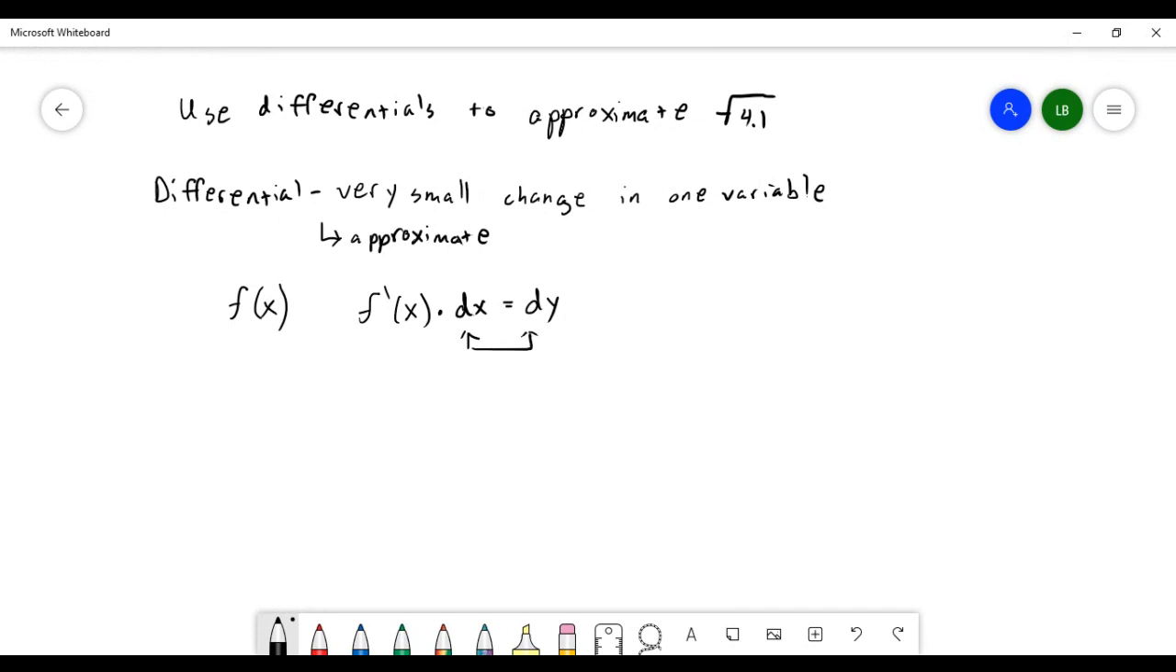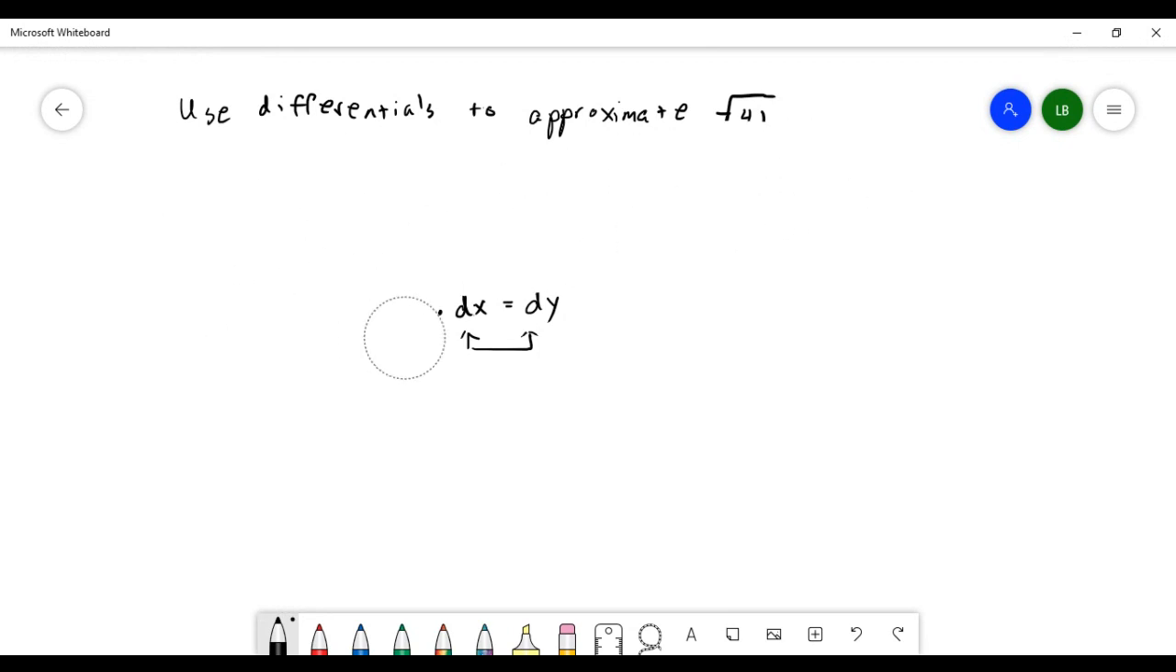In terms of problems, I think we'll actually just go through an example problem because it makes things considerably easier to understand. And we've actually got one right here. So we'll go ahead and work through this problem here. Use differentials to approximate the square root of 4.1.